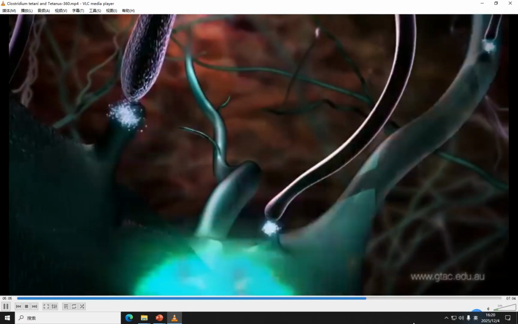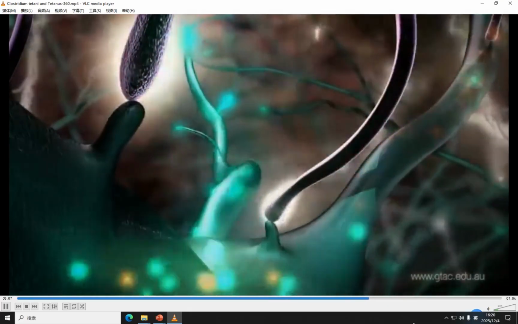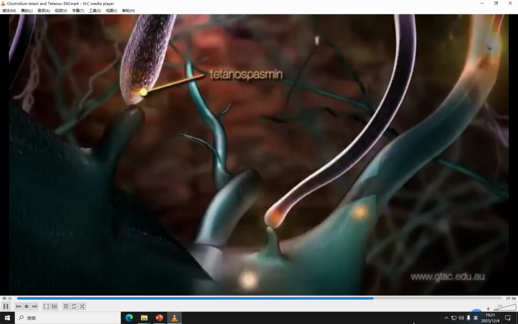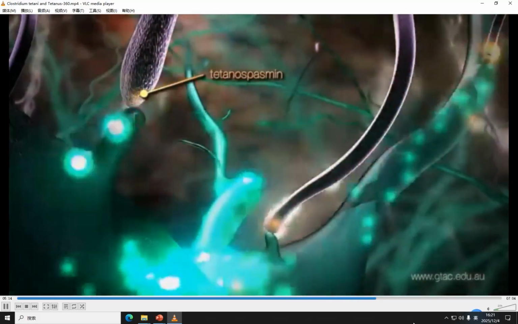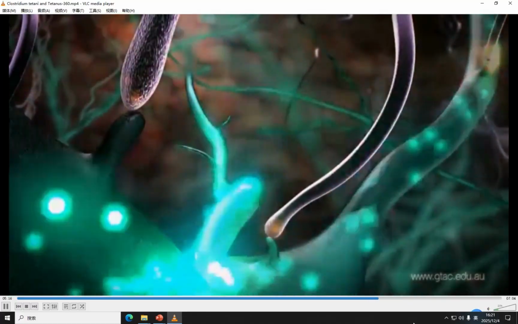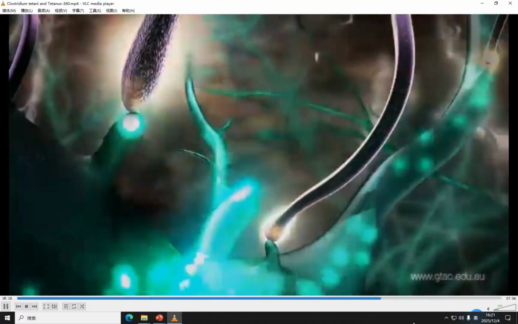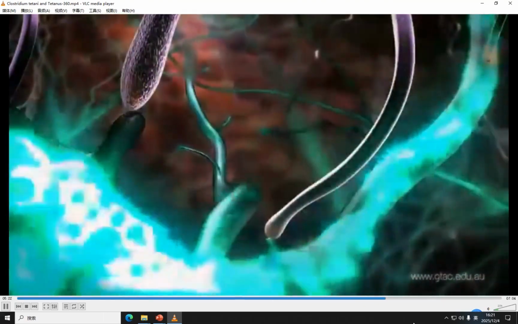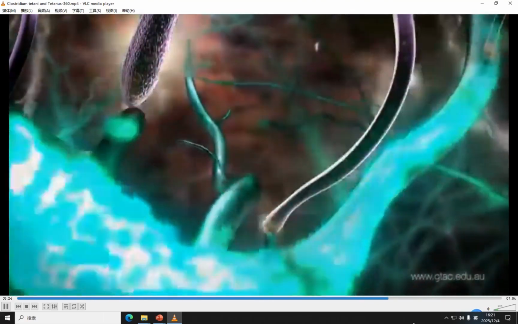Tetanospasmin toxin moves out of the motor neuron across the synapse into the inhibitory interneuron. The toxin prevents the release of inhibitory neurotransmitters from the interneuron. The interneuron can no longer control the motor neuron, so the motor neuron fires constantly.